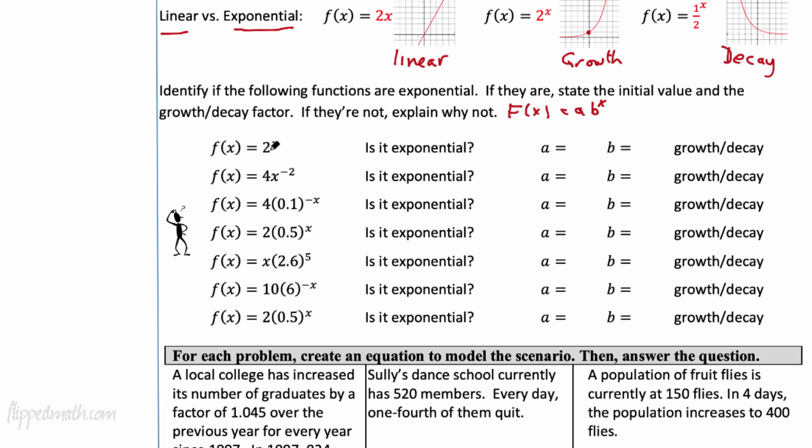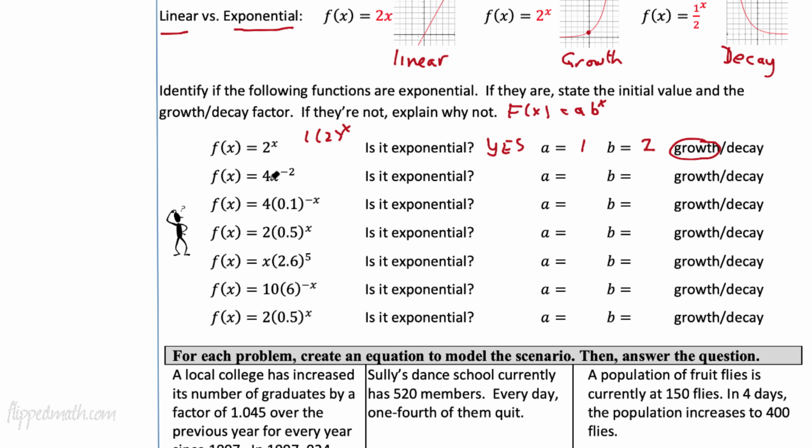Okay, so the first example we have, we graphed it up here. Is it exponential first? Yes, it is. That's definitely exponential. The a value, what number is in front there that we're not writing? a is equal to 1. This is really 1 times 2 to the x. And so the growth factor would be 2. And it's growth, not decay, because it's greater than 1. Easy enough?